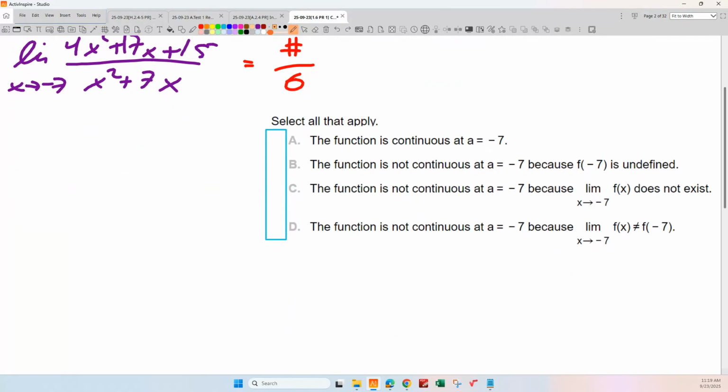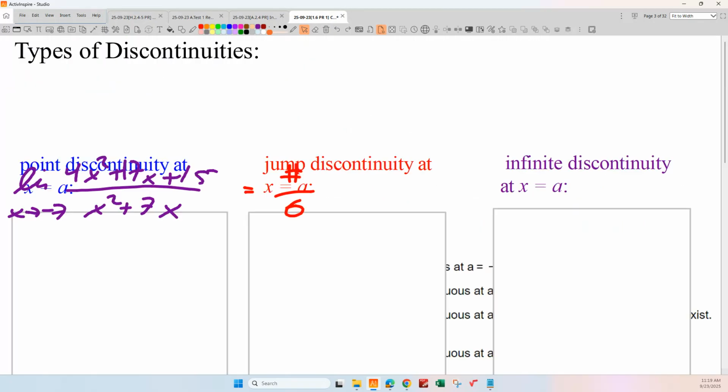So it fails to exist for, select all that apply. A, yes or no? No. B? Yes. C? Yes. D? Yes. You guys got this. All right, so moving on.